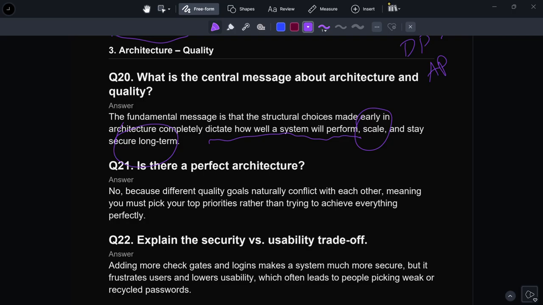So we might say that this is architecture versus quality reality, meaning that quality is not an afterthought. It is a direct product of the structure. The fundamental architecture choices made early in a project completely dictate how well a system will perform. You cannot fix a broken architecture by writing better code afterwards. You need to decide it in the beginning.